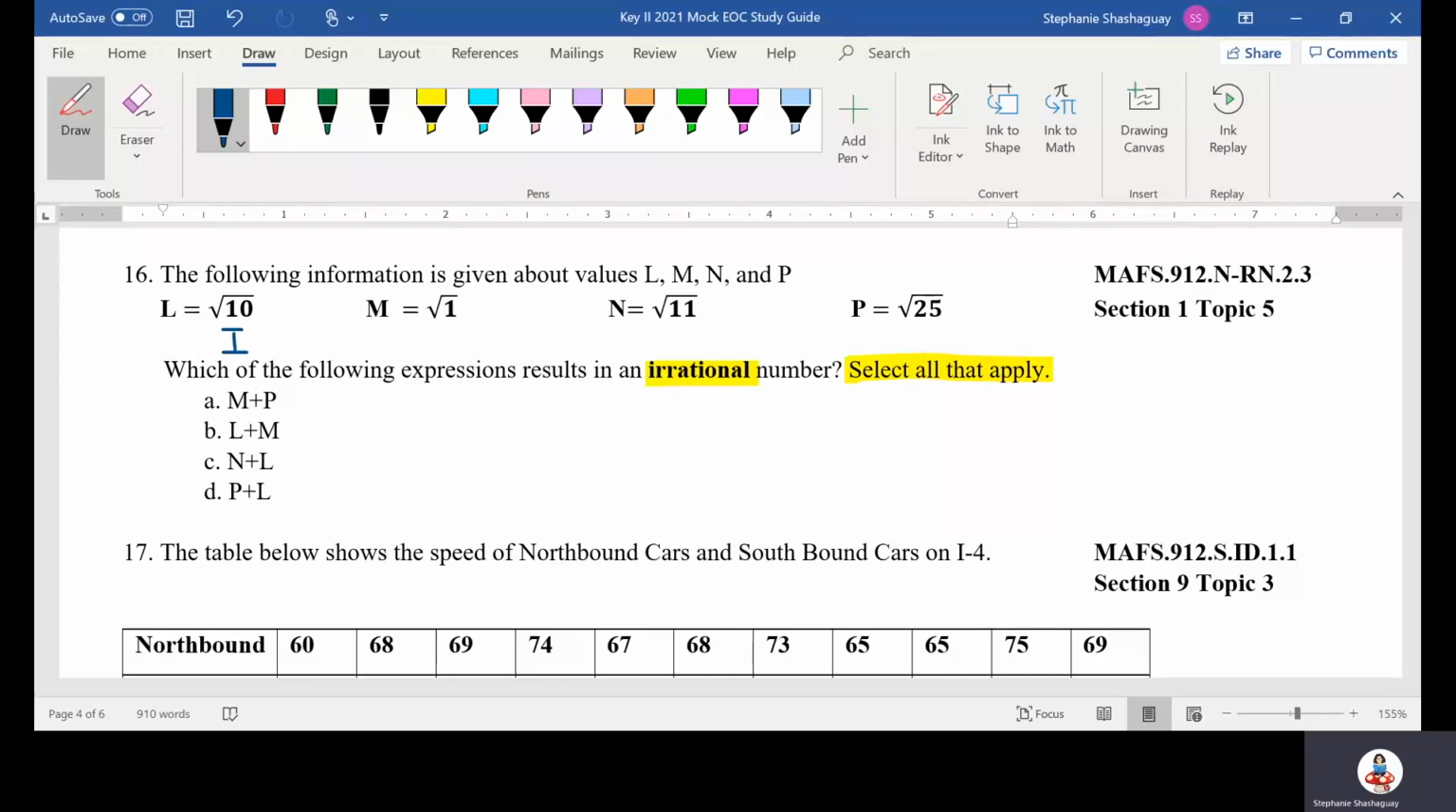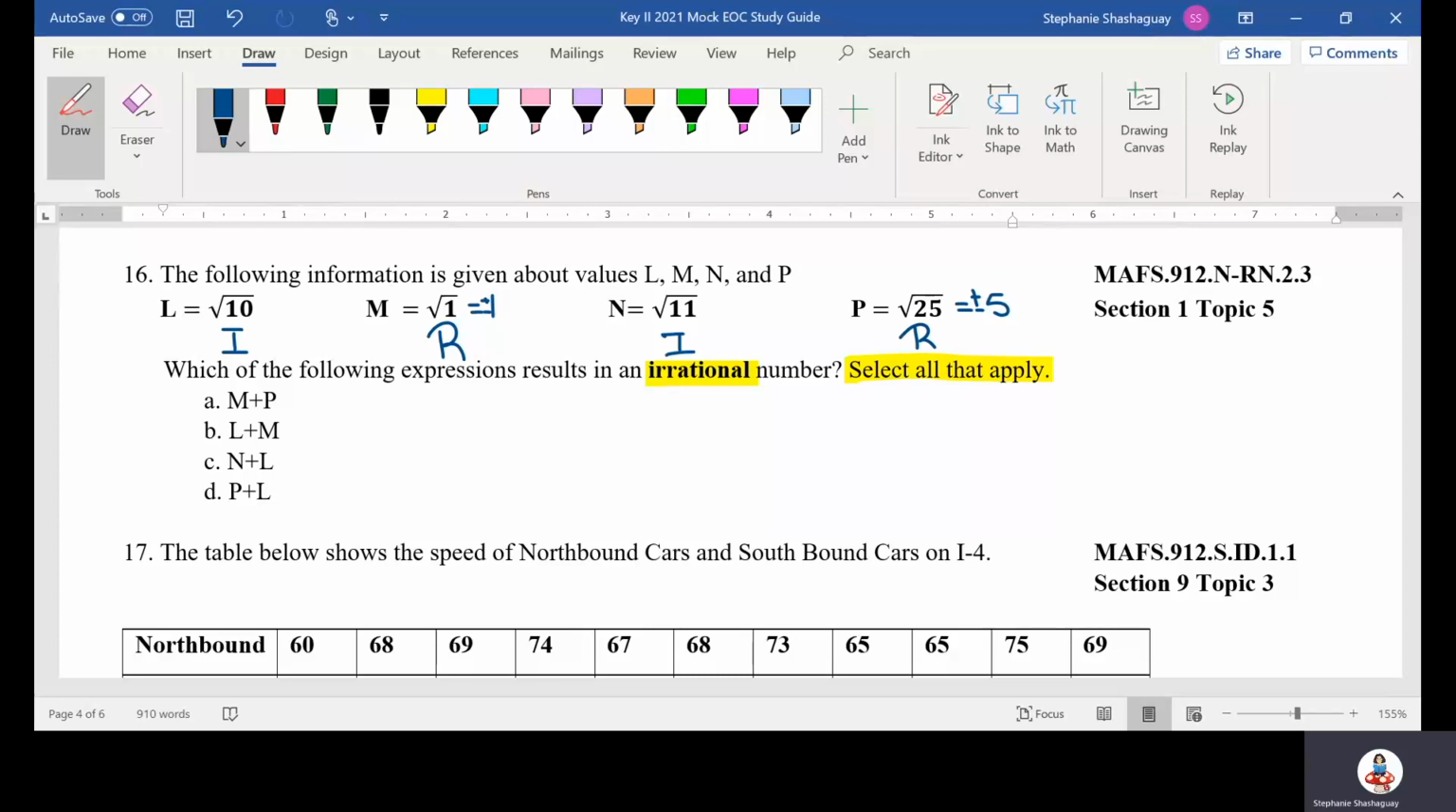M, the square root of 1. Well, the square root of 1 is equal to 1, so that is a rational number. The square root of 11, again, that is not a perfect square, so that is an irrational number as well. And then we have the square root of 25. Well, the square root of 25 is 5, plus or minus 5, if we remember. So plus or minus 5 is also a rational number.